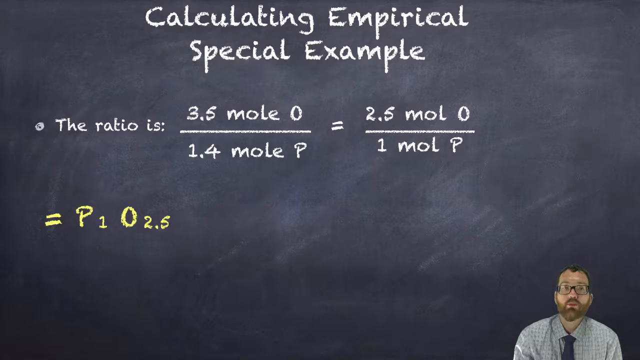Another mistake would be to round up to 3 and say, oh, well, the 2.5 would round up to 3. It wouldn't work this way either. Actually, in these scenarios, we would multiply everything by 2. So the answer would be P2O5. And this only happens when you get exactly half a mole in your ratio.